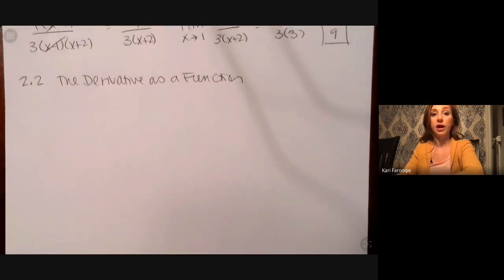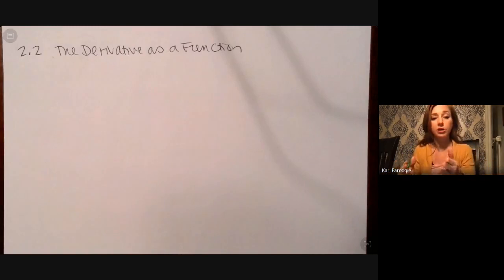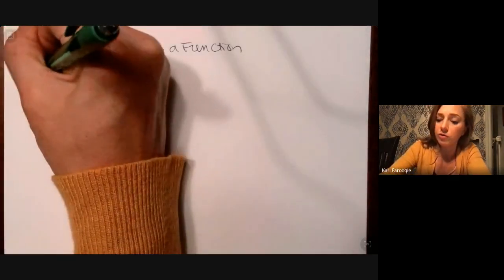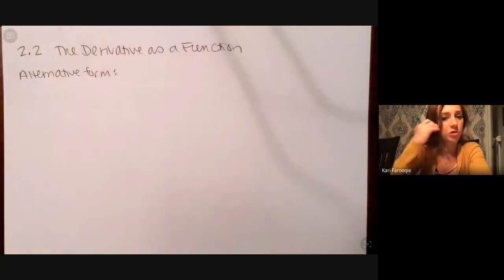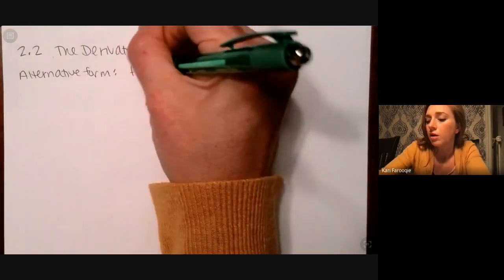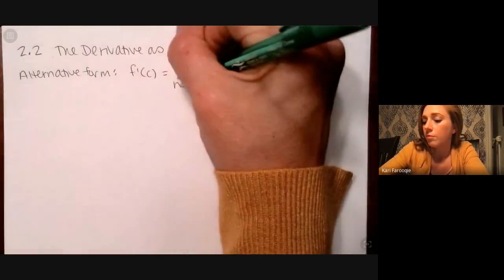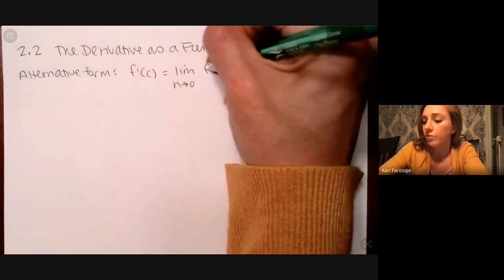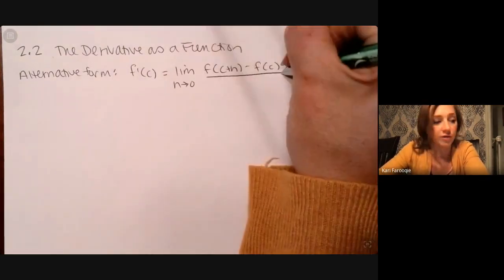So being able to actually talk about the derivative instead of being f prime of c, being f prime of x, and just talking about what the slope would have to be at any given value of x. I'm going to give you an alternative form of the derivative. And this is what we're going to be using a little bit more in this lesson, although it is interchangeable. F prime of c is equal to the limit as h approaches 0 of f of c plus h minus f of c divided by h.